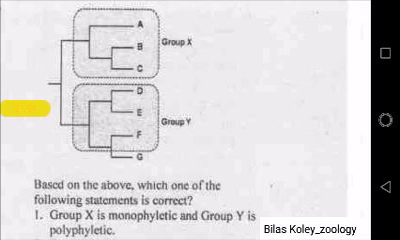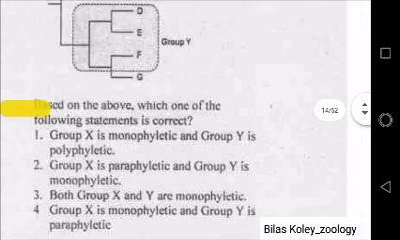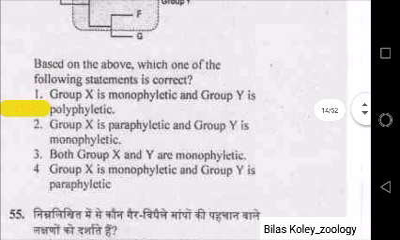First option, group X is monophyletic and group Y is polyphyletic. Option 2, group X is paraphyletic and group Y is monophyletic. Option 3, both group X and Y are monophyletic. And option number 4, group X is monophyletic and group Y is paraphyletic. In these questions, the right option is 4.